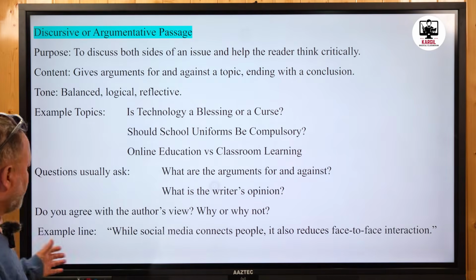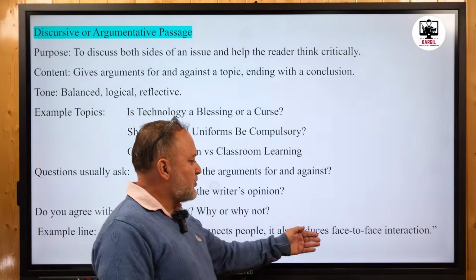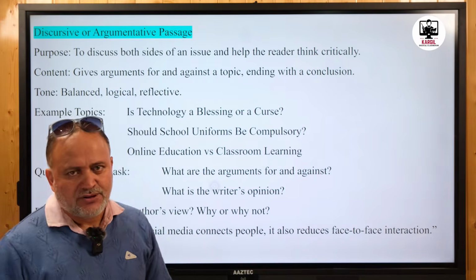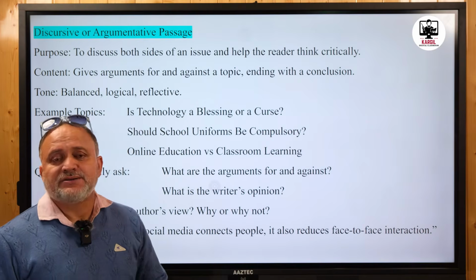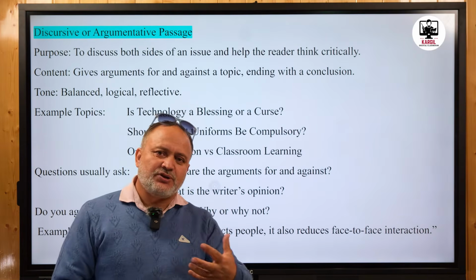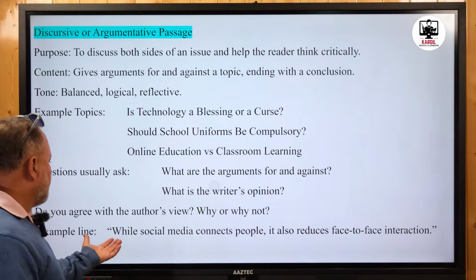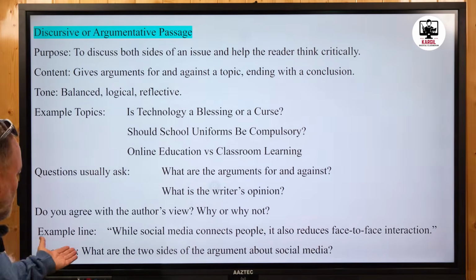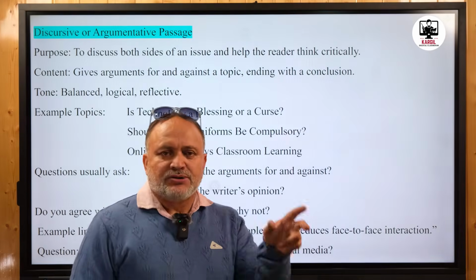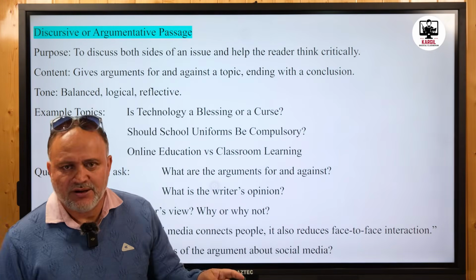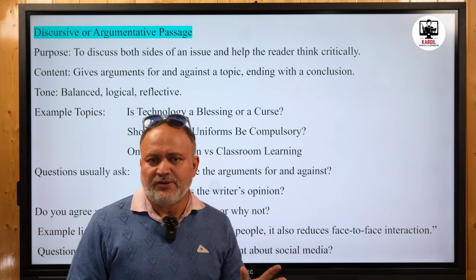And then we have an example. While social media connects people, it also reduces face-to-face interaction. So the main drawback of this mode is you don't get the opportunity to interact face-to-face. So this is one of the drawbacks of social media. So what are the two sides of the argument about social media? There are two sides. Some people agree with this and some people don't agree. Some people think that this is beneficial, some people think that this is distracting or not beneficial.